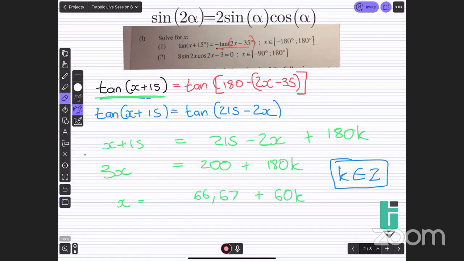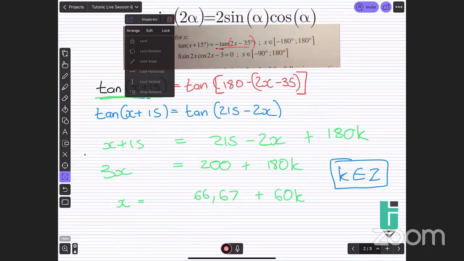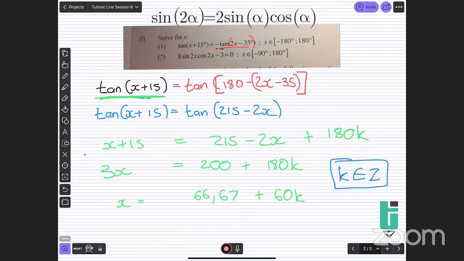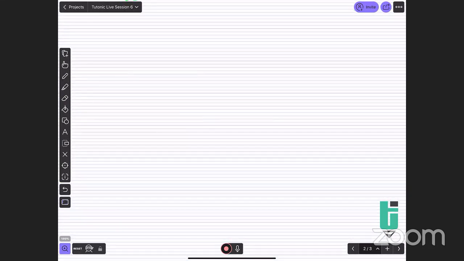Hamza, does it make more sense now? Yes, it does. Can I just ask one thing? Sure. The 180 minus the 2x minus 35, where did you get that 180 from? Is it negative tan, and then you can change it to positive tan plus 180 plus theta or negative theta? Yes, so it's got to do with trig reduction.